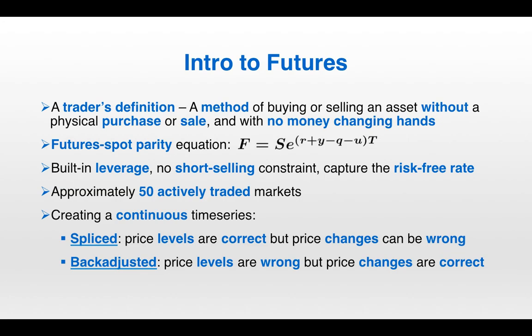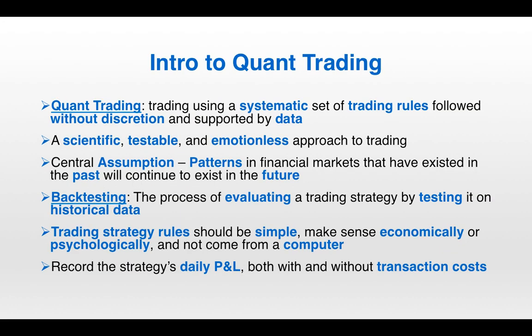After we introduced futures, we introduced quant trading. What is quant trading? That is trading using a systematic set of trading rules, followed without discretion, and supported by data. There's two ways you could trade, systematically with quant trading or discretionarily. Some benefits of systematic quant trading are that it is a scientific, testable, and emotionless approach to trading.